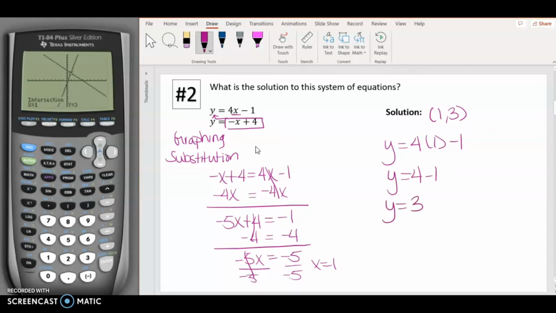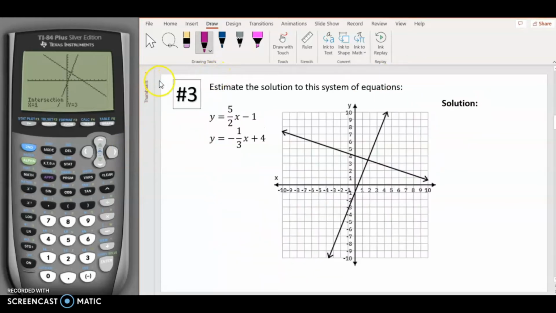So that's how I get the coordinates 1, 3, which is the same solution that I found by graphing. So now let's estimate the solution to the system of equations. So notice that the solution is right here.